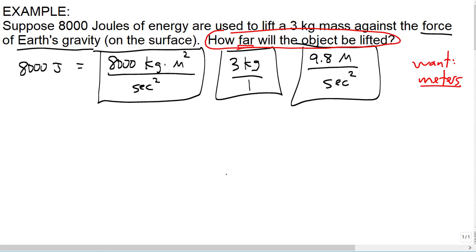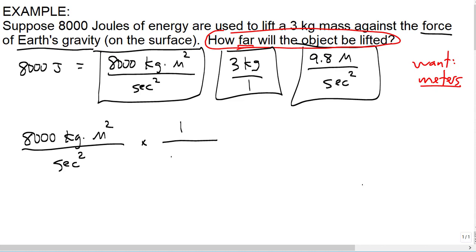Does it matter which one we use? Yeah, it kind of matters. We can use this meter to cancel one of those meters out. So we start with the 8,000 kilogram meters squared per second squared. And by the way, I'm not going to have problems this hard on the homework. Now, we want to get rid of these kilograms, so we're going to have to flip this. So instead of multiplying by 3 kilograms over 1, we multiply by 1 over 3 kilograms.